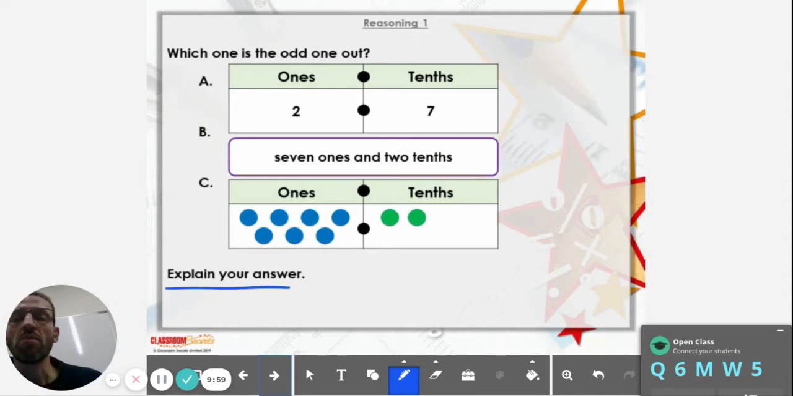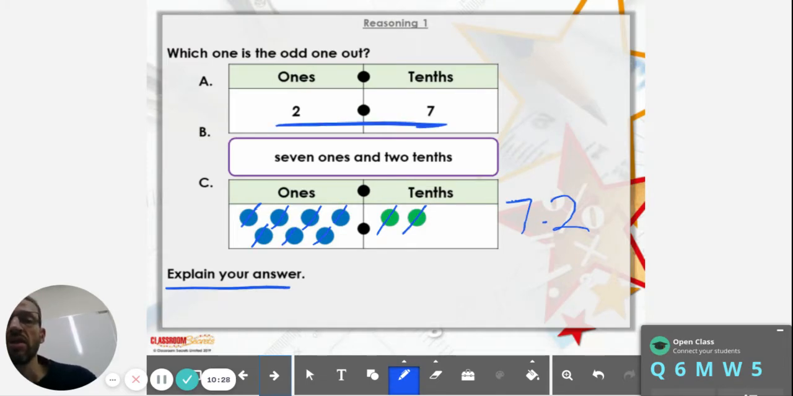A is 2.7, 2 ones and 7 tenths. B is 7 ones and 2 tenths, and C is, let's see, 1, 2, 3, 4, 5, 6, 7 ones and 2 tenths. So C, I just counted, is 7 ones and 2 tenths. Now that really helps me see, because A is 2.7, B is going to be 7 ones and 2 tenths. So I can see that A is the odd one out.